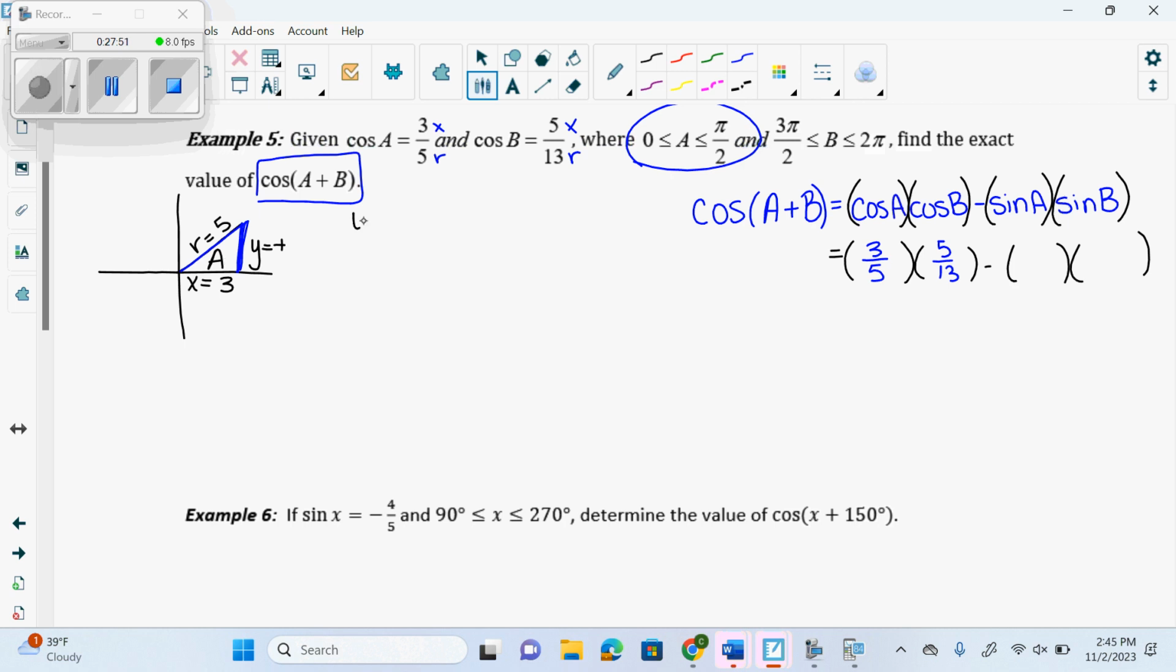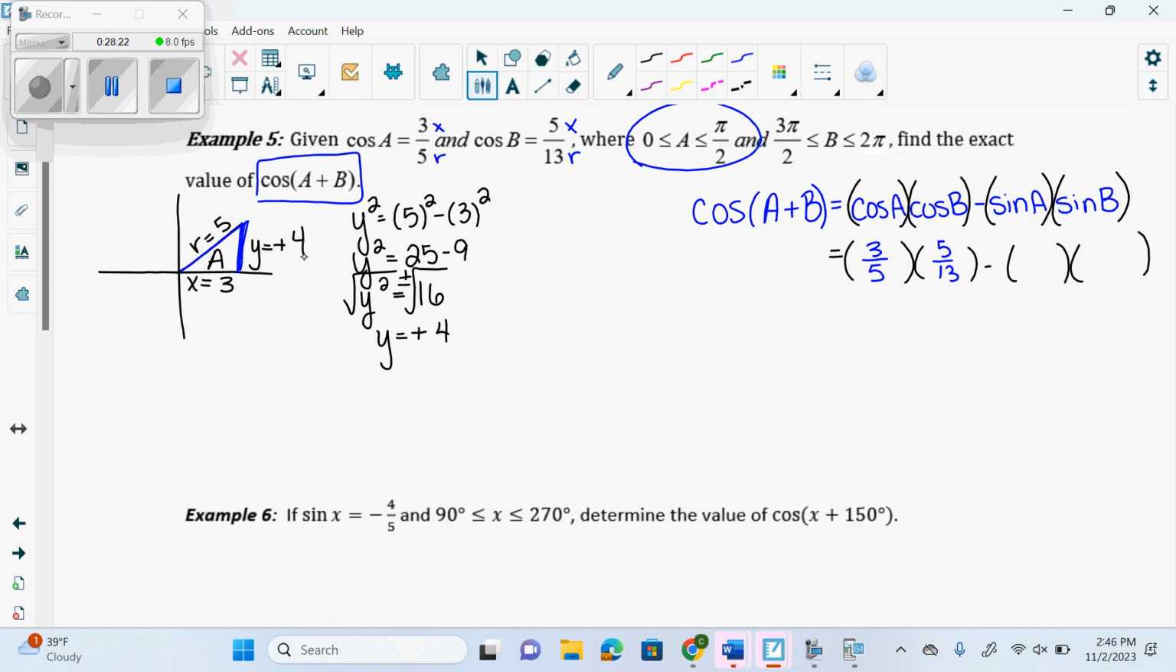So I'm going to get y squared equals 5 squared minus 3 squared. Y squared equals 25 minus 9. Y squared equals 16. Square root, plus or minus. Y equals positive 4.